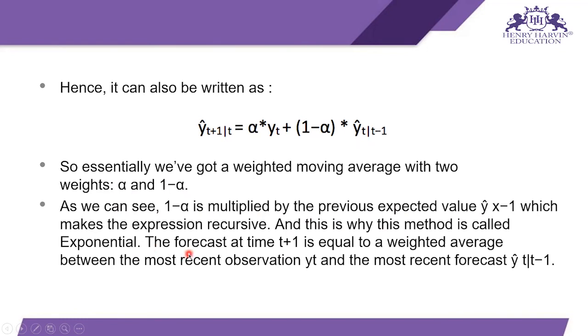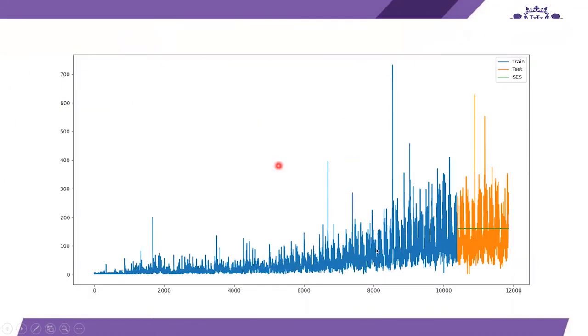The forecast at time t plus 1 is equal to a weighted average between the most recent observation y t and the most recent forecast y hat t given t minus 1. And this is about the averages where we have train and test, and this average, which is simple exponential smoothing, SES, is represented by this green line.